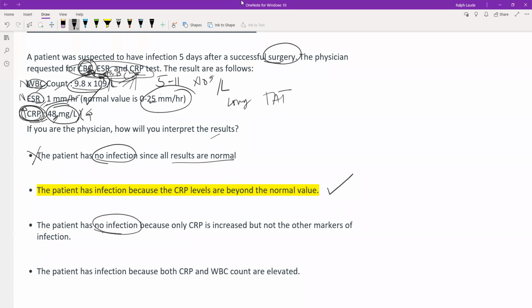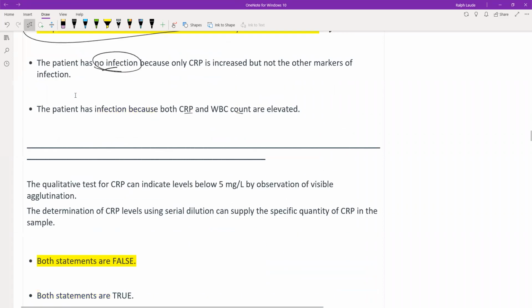So you cannot say no infection because CRP is already increased. The patient has infection because CRP and WBC count are elevated. This is not elevated, this is still a normal value. So the answer is the patient has infection because CRP levels are beyond the normal value.